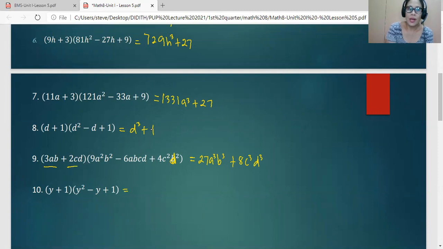Last, so y here is the square of the first term of this trinomial factor, while the square of 1 is actually the third term of this trinomial. And then the product of y and 1 times negative 1 is negative y. So we have the product equal to the cube of the first term, y cubed, plus the cube of 1, y cubed plus 1. So that's it.